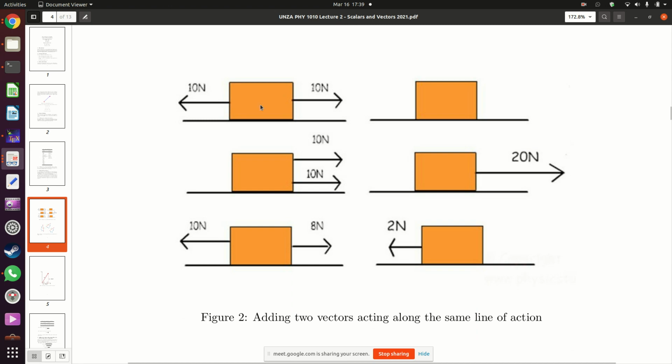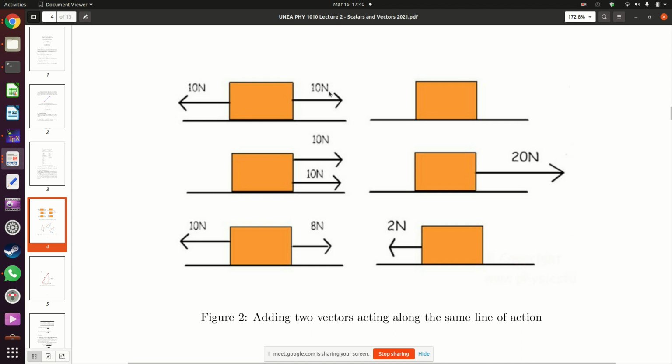So here is an example of vectors pointing along the same line. You have a box. There is a force of 10 newtons exerted in this direction, and another force of 10 newtons exerted in the opposite direction. If we choose this direction to be the positive direction and this one to be the negative direction, this one is plus 10 newtons added with minus 10 newtons. That's why the result here is 0. You don't have anything. Are we clear?